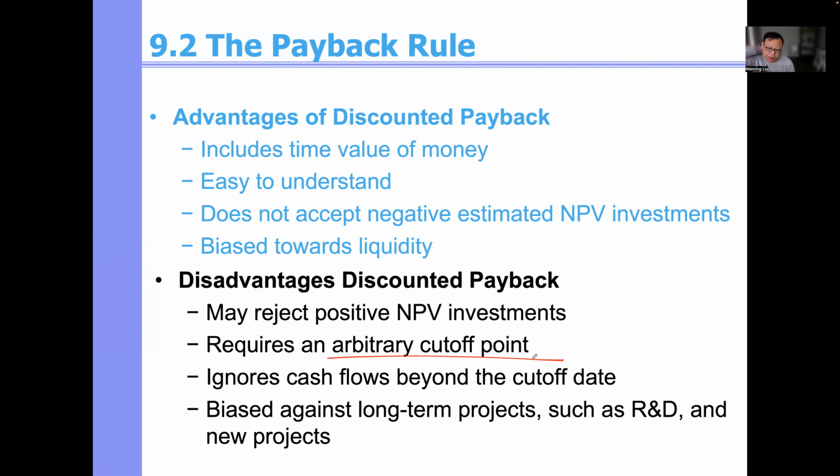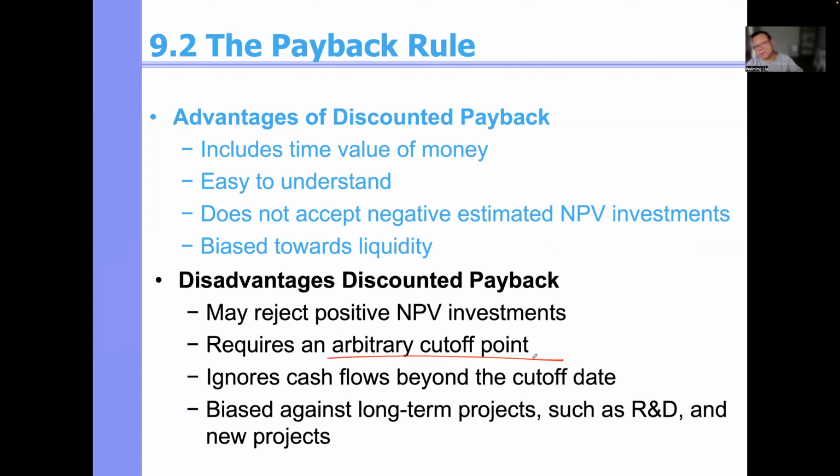It ignores cash flows beyond the cutoff date. I set up my cutoff date, let's say 2 years, 3 years, 4 years. If I'm not able to fully recover my initial cost during that period of time, I'm going to drop the project, regardless of how much cash flow comes after the cutoff point. So in this case, it's not very smart.